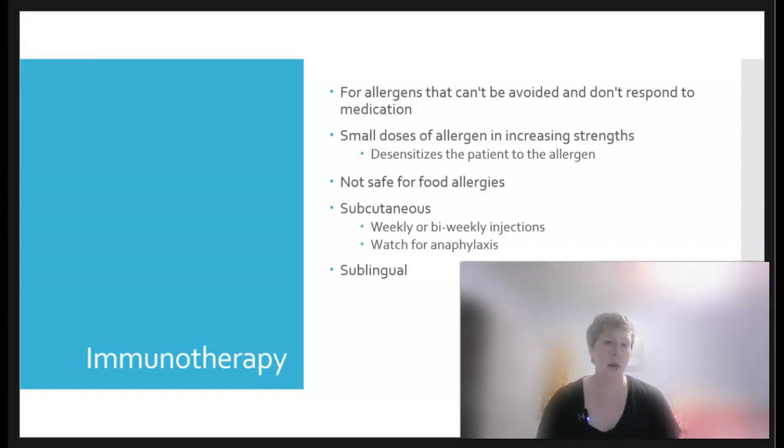It's not a recommended treatment for food allergies as of yet, but I believe more is coming down the way with that. I think they are starting to develop some good treatments for it. It is a very strict schedule. So they're either coming in once a week or twice a week for these injections. And it can take 1 to 2 years to achieve maximum therapeutic effect.